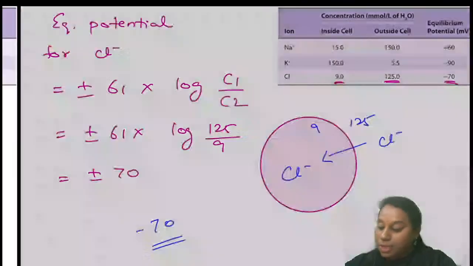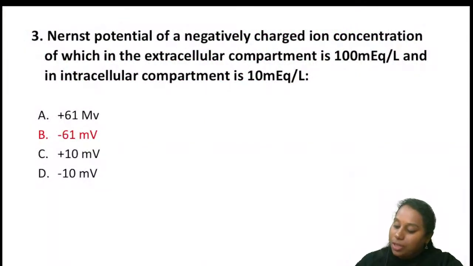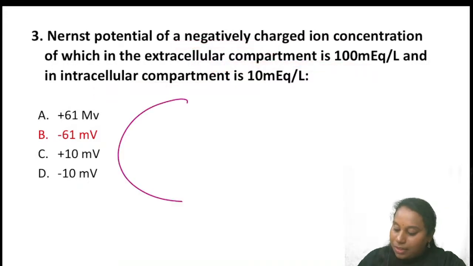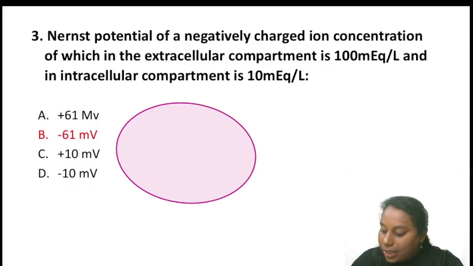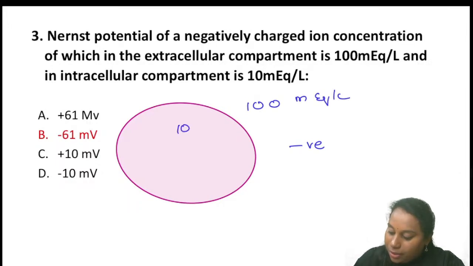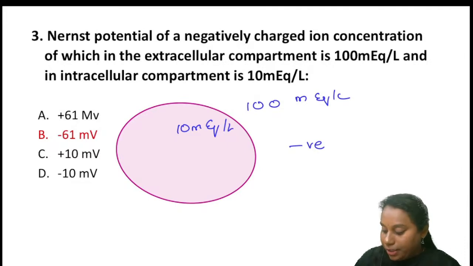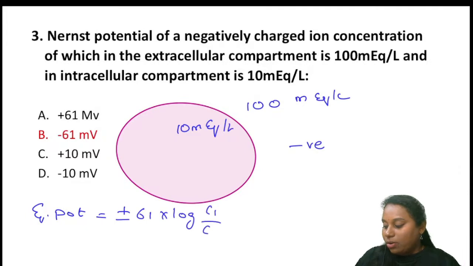Applying the same concept, can we solve this problem now? Nernst potential of a negatively charged ion, extracellular compartment 100, intracellular compartment is 10. So instead of giving you the name of the ion, they have given you that it is a negatively charged ion, outside 100 milliequivalent per liter and inside 10 milliequivalent per liter. Just think, how will this ion move in order to reach the equilibrium potential? Or first you calculate the equilibrium potential. Equilibrium potential is equal to plus or minus 61 into log of C1 by C2. Plus or minus 61 into log of C1, let's take 100, C2 10.